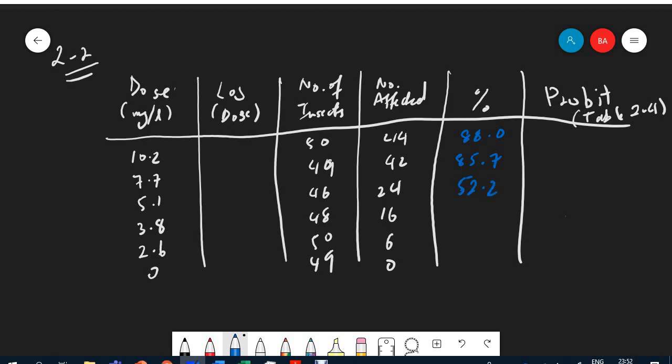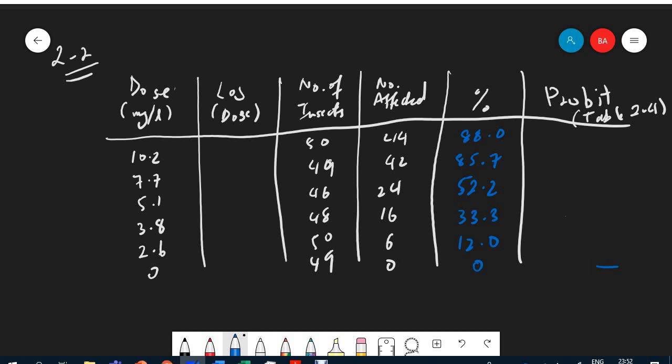52.2%. And we have 33.3%, 12.0%. And definitely, if nothing is affected, okay, 0%, and if 0% is like 0 as well here for Probit. Okay, it could be 0 or negative, but that just means like that. So I can just keep a dash for that.